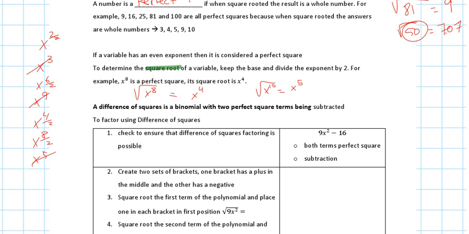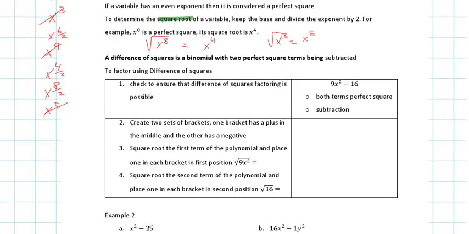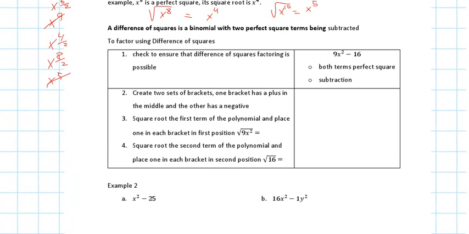Now, why do we need to know all of this? Why do we need to know when we have a perfect square or a perfect variable? Because our lesson right now is called difference of squares. What does the word difference mean? If I want to write it mathematically, it's subtract. So difference means subtraction, and squares are the perfect squares.